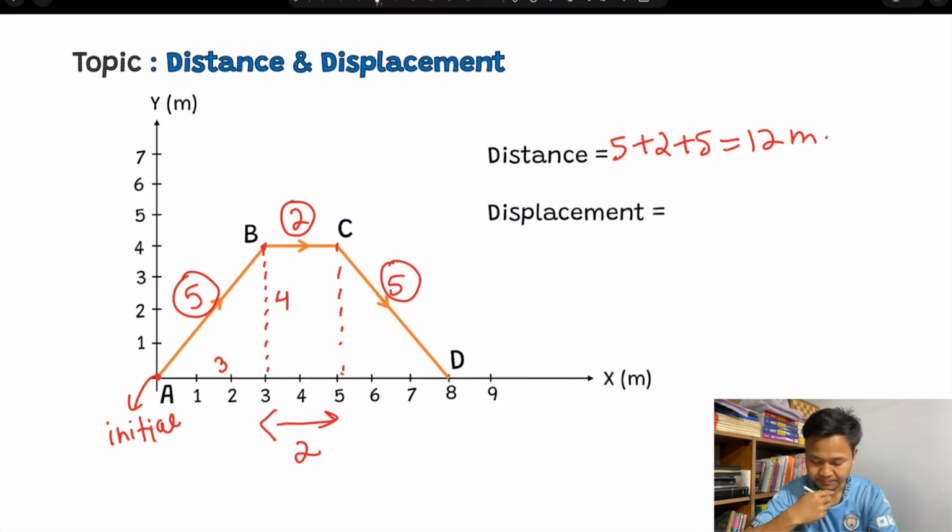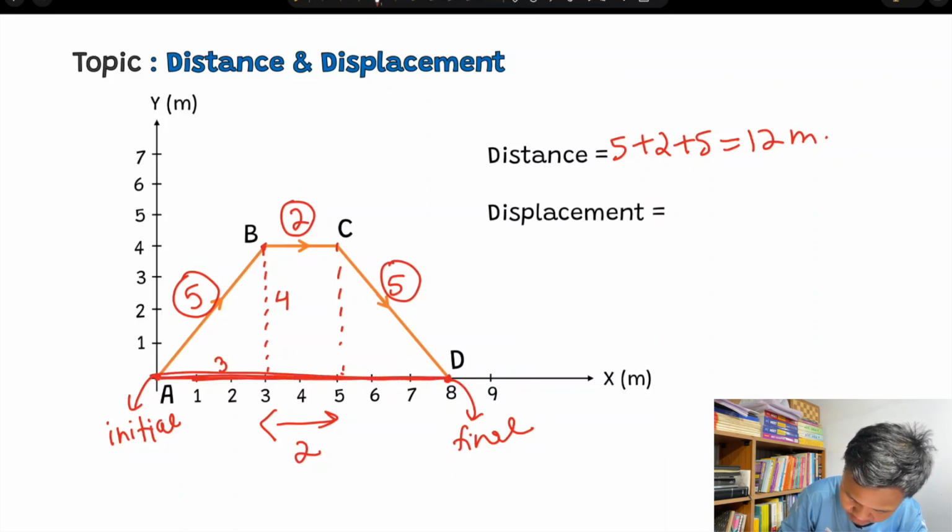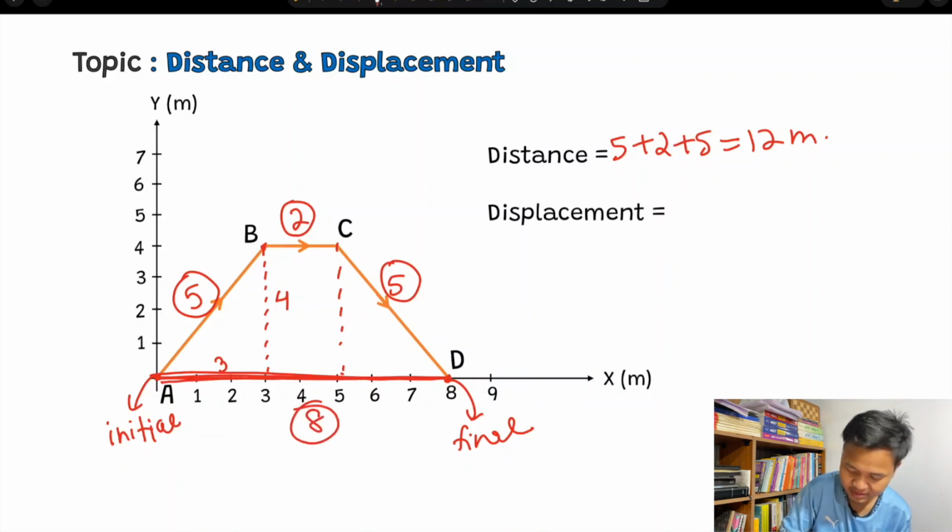And displacement here. Displacement means the shortest path. If you are asked displacement, you have to connect the initial and the final point by a straight line. If I go from A to D, D is the final point and A is the starting, initial point. Joining initial to final with a straight line gives you displacement. If I see here, it is 8. Okay, so displacement is 8.